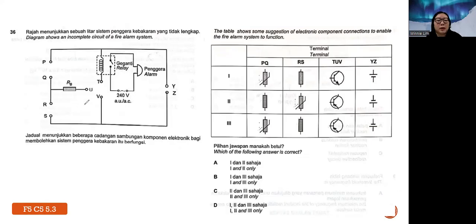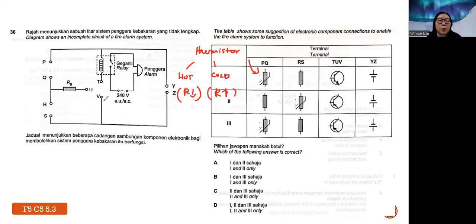Now, for the idea of this thermistor, right? This is called a thermistor. Okay, they are sensitive to heat. So they have two conditions: hot, or cold or room temperature. Cold or room temperature is the same. So when they are hot, their resistance is low. When it's cold, the resistance is high.